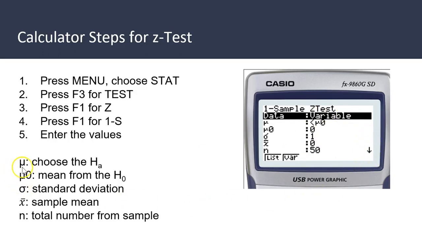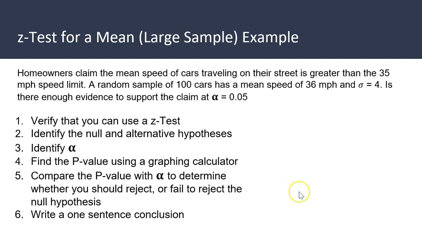Okay, same thing. So mu is the alternate. So this little symbol right here that looks like a U with a tail, that is the Greek letter mu. Okay, and that's where you're going to put whatever your alternate hypothesis is. So greater than, less than, or not equal to. Okay, in the mu null, we're going to put the mean from our hypotheses. Sigma, this little O with a tail, is the standard deviation. X bar, X with the bar over it, is the sample mean. Okay, and then N is, of course, your sample size. So we'll look at an example.